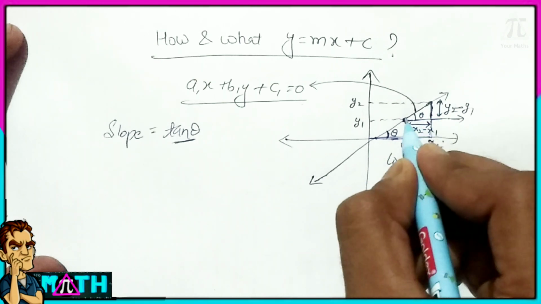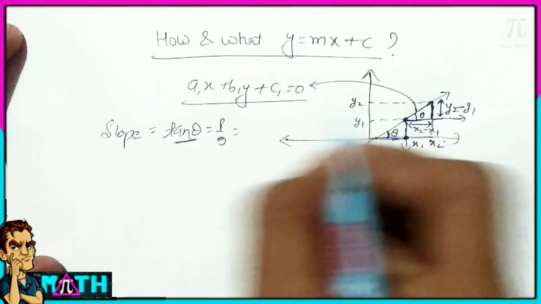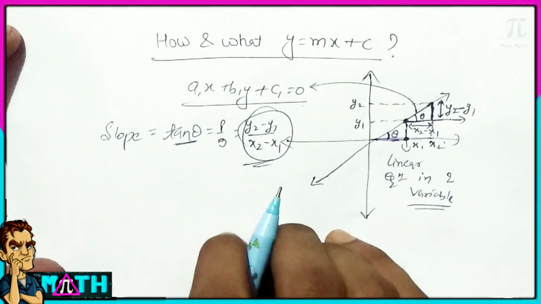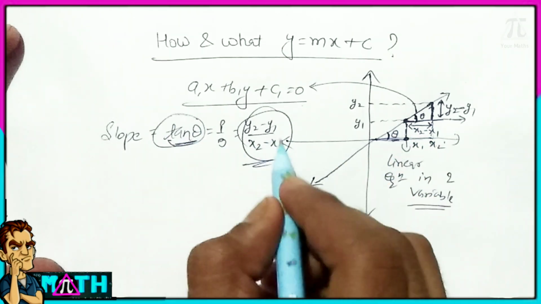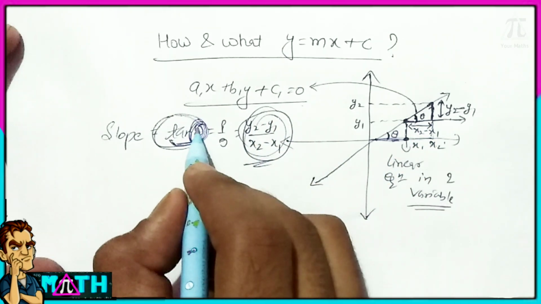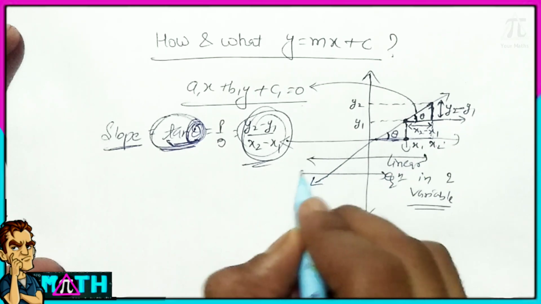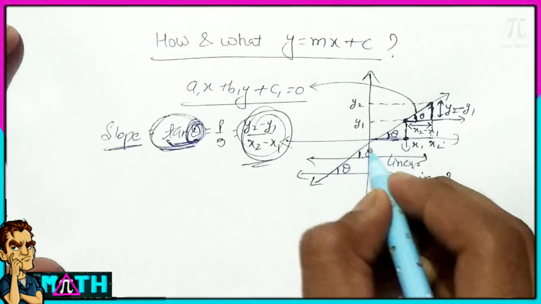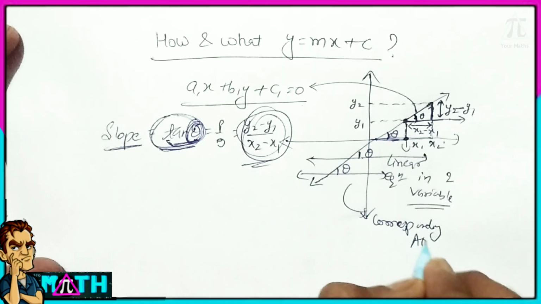Now in this triangle you can see tan theta is equal to what? Perpendicular upon base, which is y2 minus y1 upon x2 minus x1, and that is the rate of change in y with respect to change in x. It means how much y changes with the change in x, and this change always remains the same because the inclination theta from the x-axis of this line always remains the same, because they all are corresponding angles.